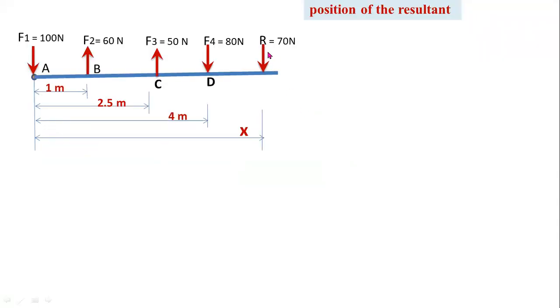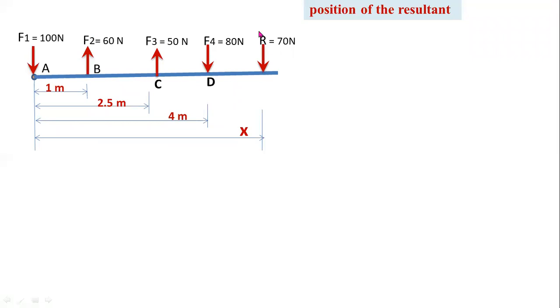Now this is the position of the resultant. We got a resultant value of 70 newtons and Fy value of minus 70. The minus sign indicates downward direction. So that's why I consider the resultant force in the downward direction. Now you have to find the position of the resultant.